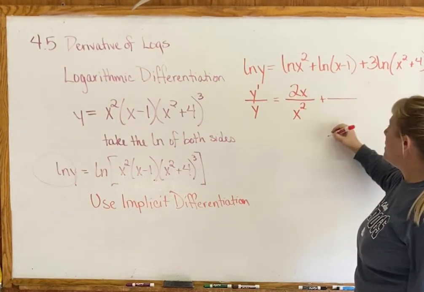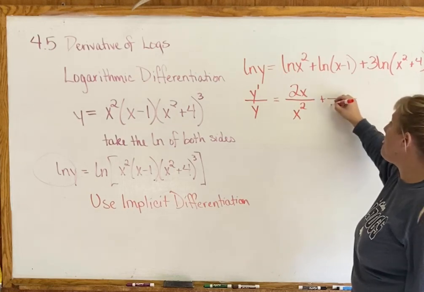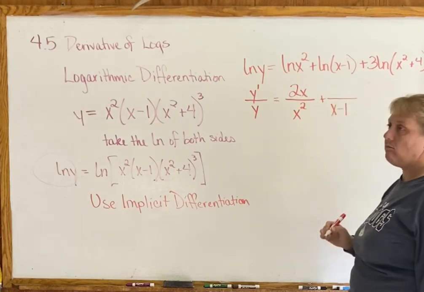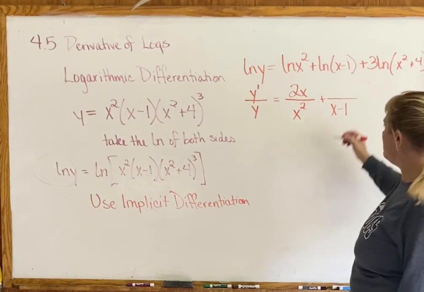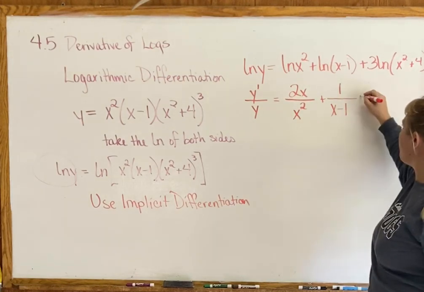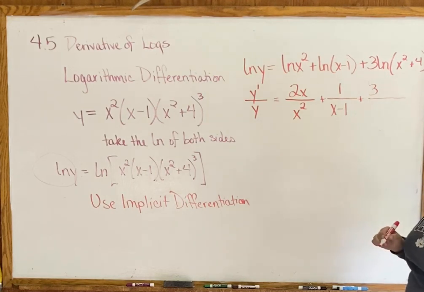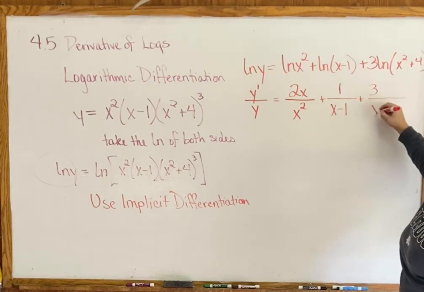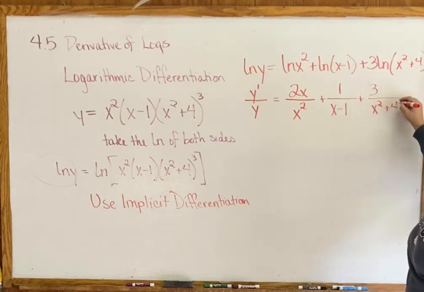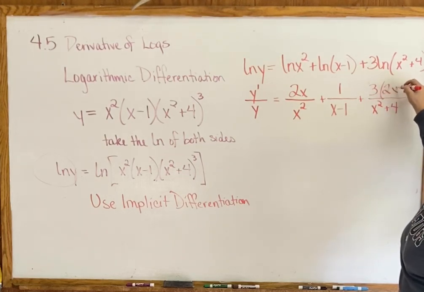plus, what goes on the bottom here? x minus 1. What's the derivative of x minus 1? 1. Fraction here. Now remember, you're going to have 3, yes? So 3, put x squared plus 4 on the bottom. And then the derivative would be 2x up top.